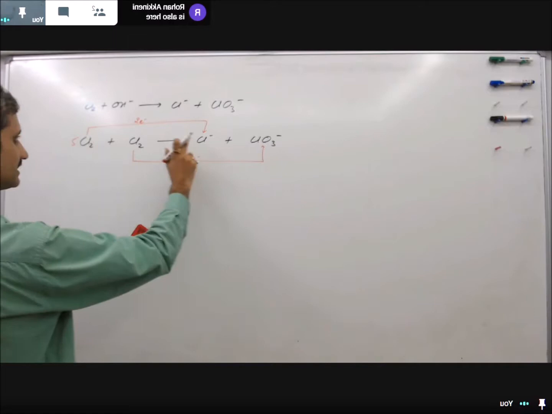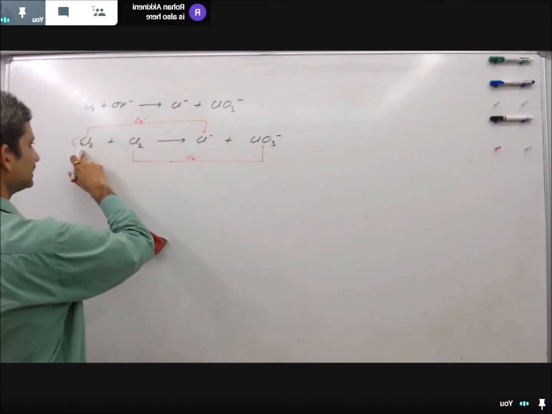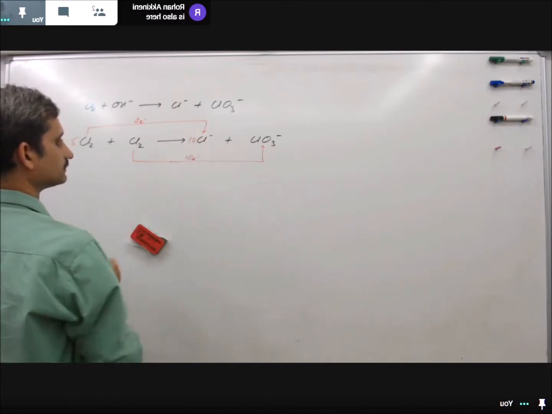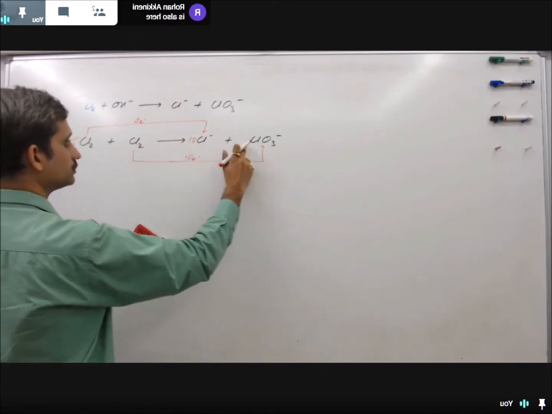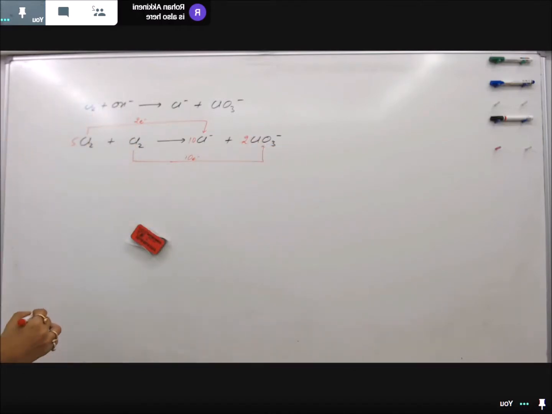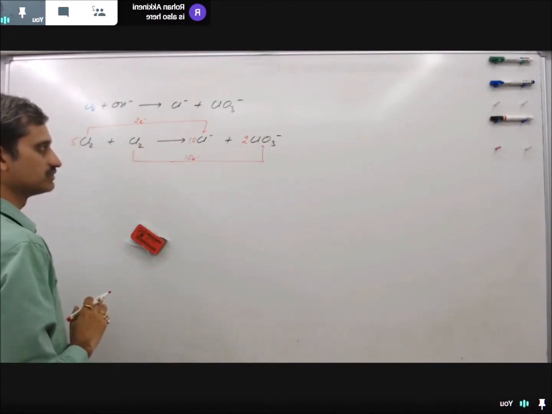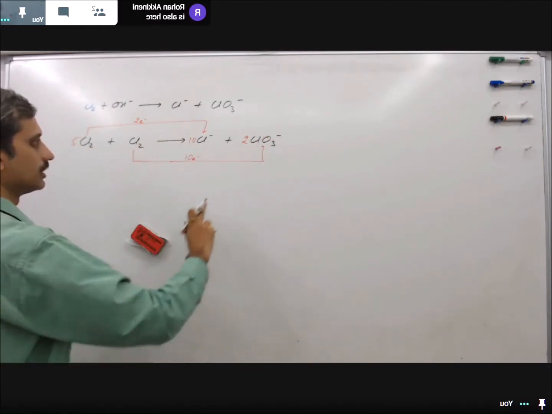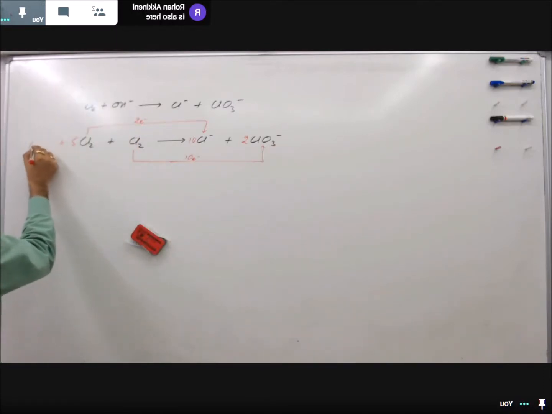Now, you balance this with respect to this and this with respect to this. So, here we have 10 chlorines, so you make it 10. Here you have 2 chlorines, you make it 2. Now, we have balanced the chlorines. Now, we need to balance oxygens. How many oxygens here? 6. So, we make it 6H2O.